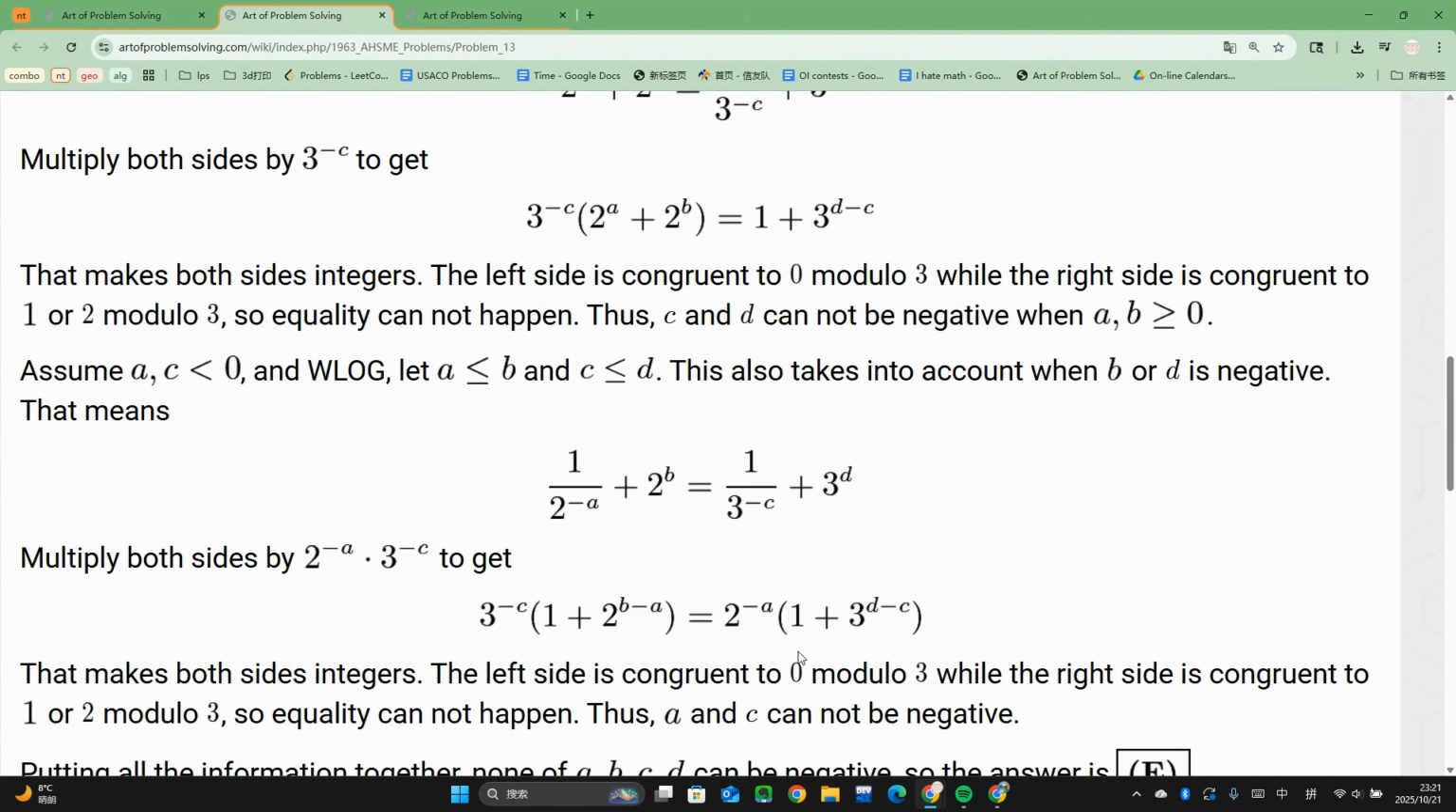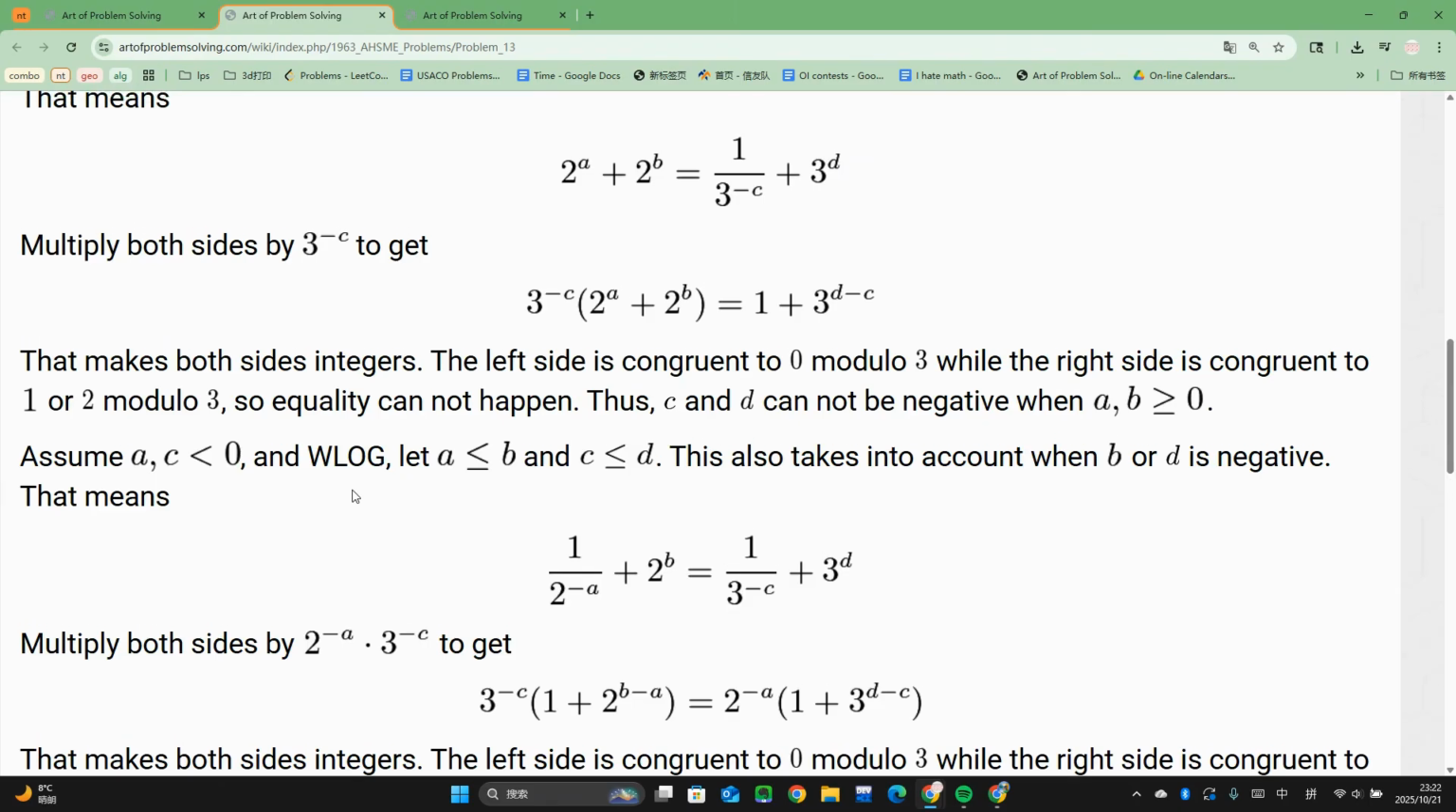And the right side is congruent to 0 modulo 3. Left side, obviously, because this is positive, and 3 to the negative C is going to be definitely a multiple of 3. However, the right side can be either 1 or 2, obviously. Because the 2 to the negative A, which is a positive power of 2, cannot be divisible by 3, and 1 plus 3 to the d minus c, in which because d is greater than c, it's not going to be a multiple of 3 either, so the right side is not divisible by 3. However, the left side is, so this is not possible.